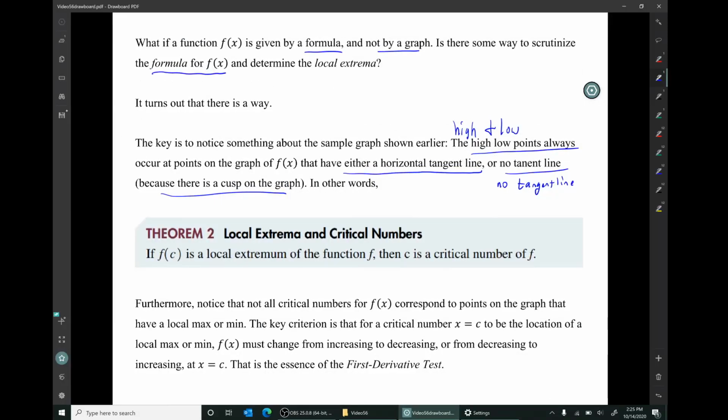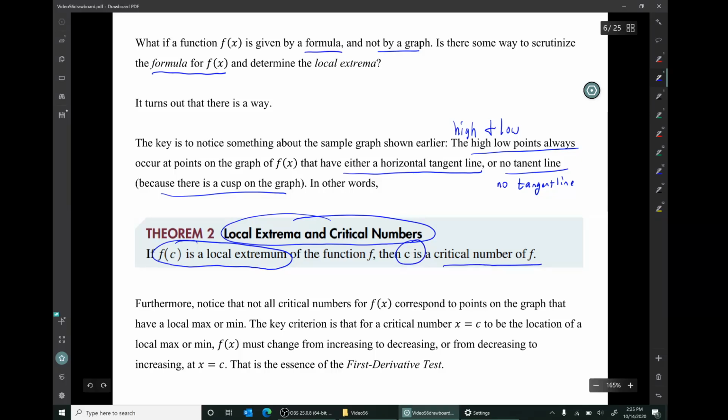So in other words, we have this theorem about local extrema in critical numbers. If f of c is a local extremum, remember that means that f of c is a y value that's either the greatest or the least y value nearby, then the x value, x equals c, is a critical number of f. Now remember what that means.